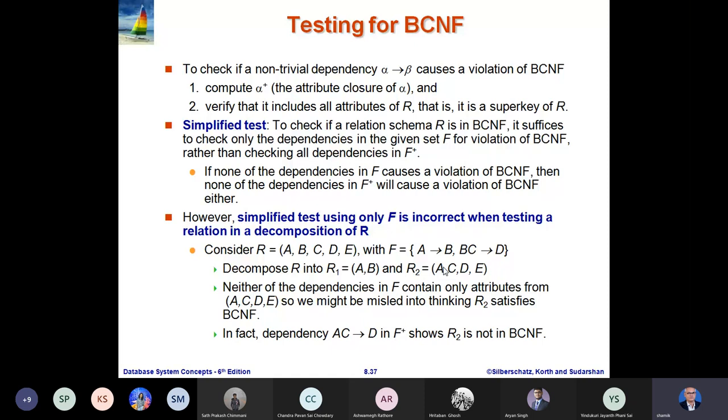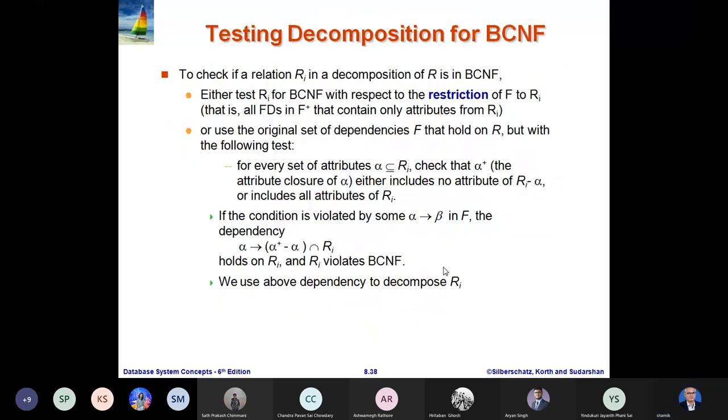So this AC to D is an FD in F plus, which can be checked only from R2. We see that AC to D is in F plus, but AC is not functionally determining E. So that means that AC is not a super key, and hence R2 is not in BCNF. So from AC to D, we again have to decompose: one will be ACE and the other will be ACD. And then again you have to check whether that satisfies the requirements for BCNF.